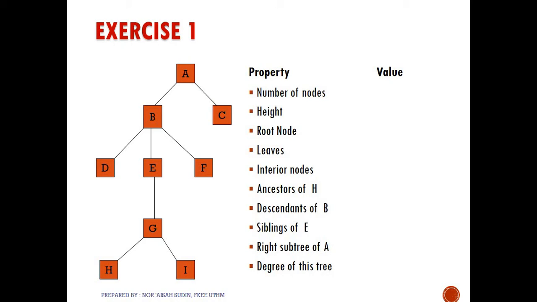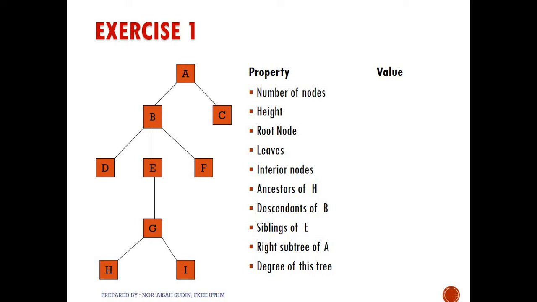So how many? 6. Oh, sorry, 9. 9 is the number of nodes in this tree. What about the height? How to get the height? It is the maximum depth of any node, meaning the height from A to H. A to B is 1, B to E is 2, E to G is 3, G to H is 4. So the height of this tree is 4.